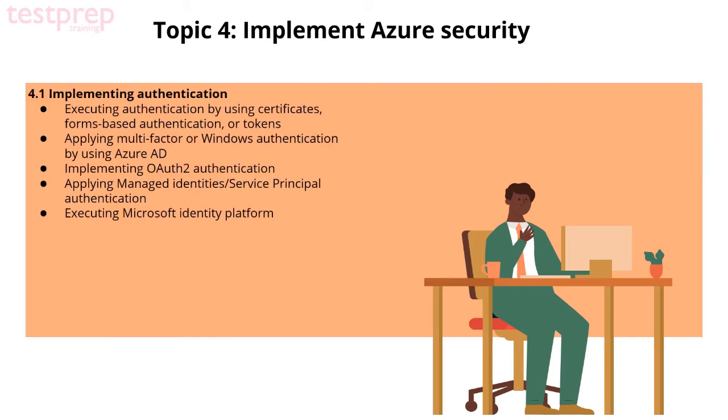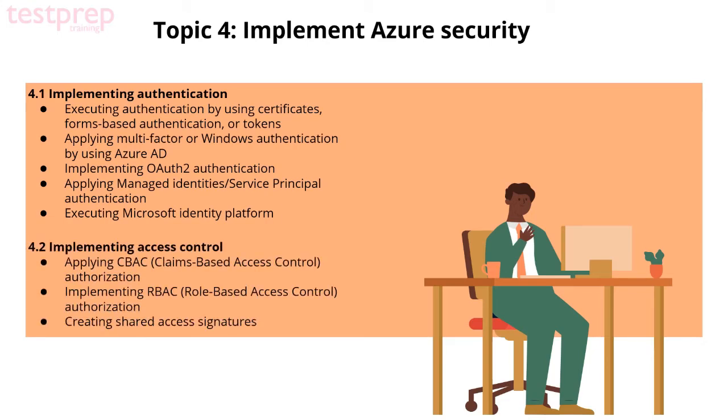First, implementing authentication. It is divided into 5 parts. Executing authentication by using certificates, forms-based authentication, or tokens. Applying multi-factor, or Windows authentication by using Azure AD. Implementing OAuth 2 authentication. Applying managed identities, or service principal authentication. Executing Microsoft Identity Platform. Second, implementing access control.